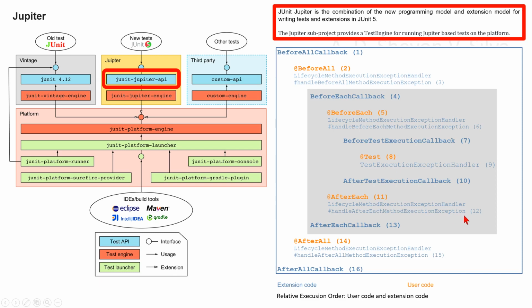12, interface org.junit.jupyter.api.extension.LifecycleMethodExecutionExceptionHandler: handle @AfterEach method execution exception. Extension code for handling exceptions thrown from @AfterEach methods. 13, interface org.junit.jupyter.api.extension.AfterEachCallback: extension code executed after each test is executed.